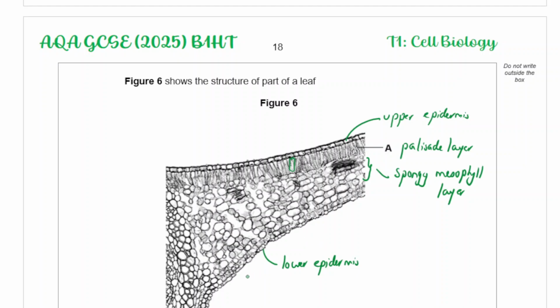And you can't see the stomata. There should be gaps somewhere here, right there or there. That would be the stomata. On both sides, it will be the guard cells.